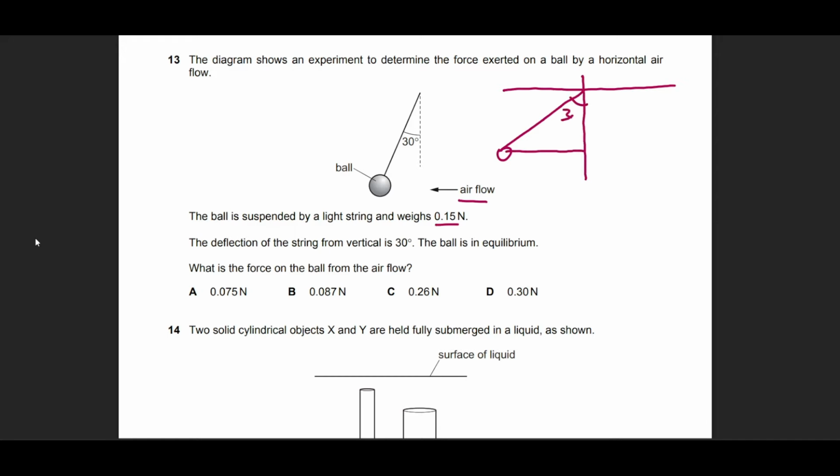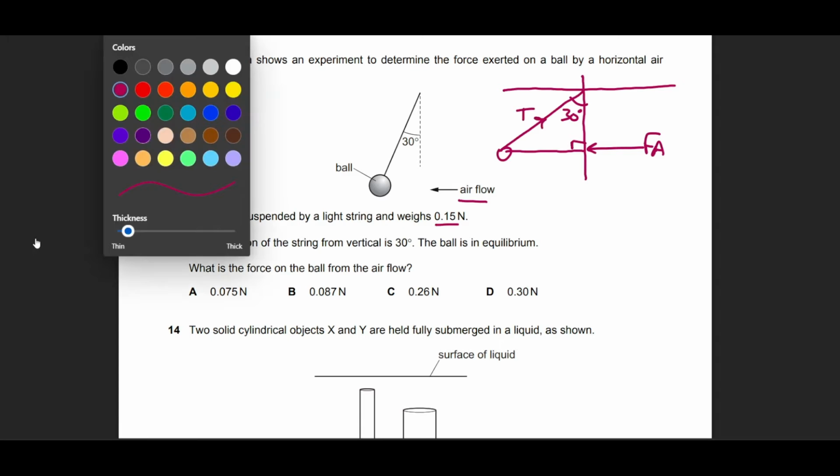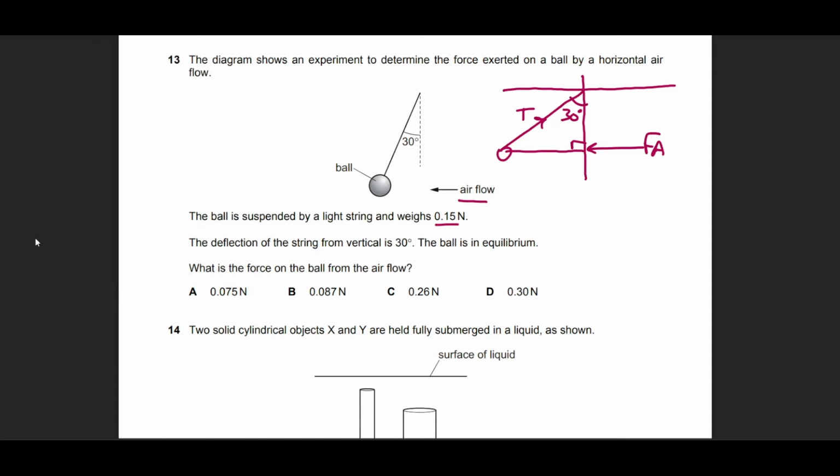Now, this angle is 30 degrees. This is 90. And there is airflow, let's call this FA, from this side. Okay, and there is a component of tension in this direction. Let's make out the other components and see what happens. So this component that is in the upward direction is going to be called T cos of 30. And this component, which is in this direction, can be called T sine of 30.